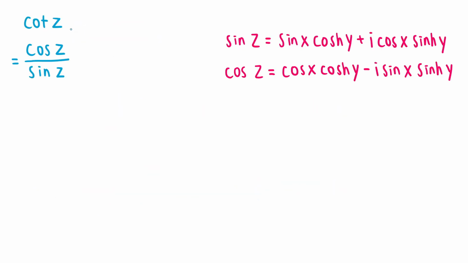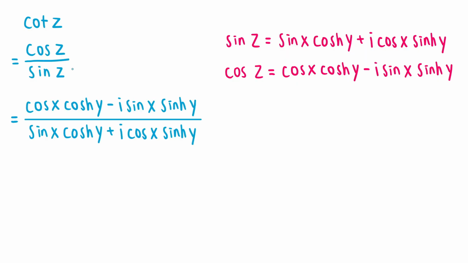So cotangent of z is defined as cosine of z over sine of z, just like in the real numbers. To define cotangent of z in terms of its real and imaginary parts, we need to plug in the definitions of sine of z and cosine of z in terms of its real and imaginary parts. If we do that, the expression becomes cosine x cosh of y minus i sine x sinh of y over sine x cosh of y plus i cosine x sinh of y, since cosine of z equals cosine x cosh of y minus i sine x sinh of y, and sine of z equals sine x cosh of y plus i cosine x sinh of y.